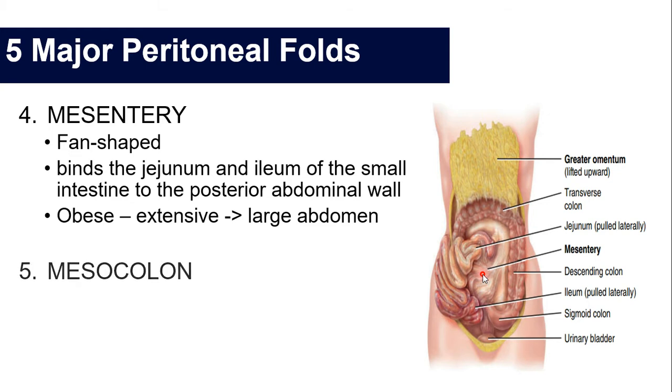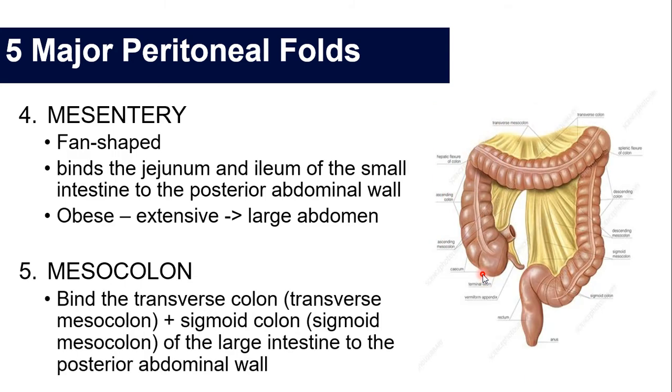Next is the mesocolon. So the mesocolon is divided into two. We have the transverse mesocolon and then the sigmoid mesocolon. So the mesocolon binds the transverse colon and the sigmoid colon of the large intestine to the posterior abdominal wall. That's why it's divided into two. We have the transverse mesocolon and the sigmoid mesocolon. So we're done with the five major peritoneal folds.